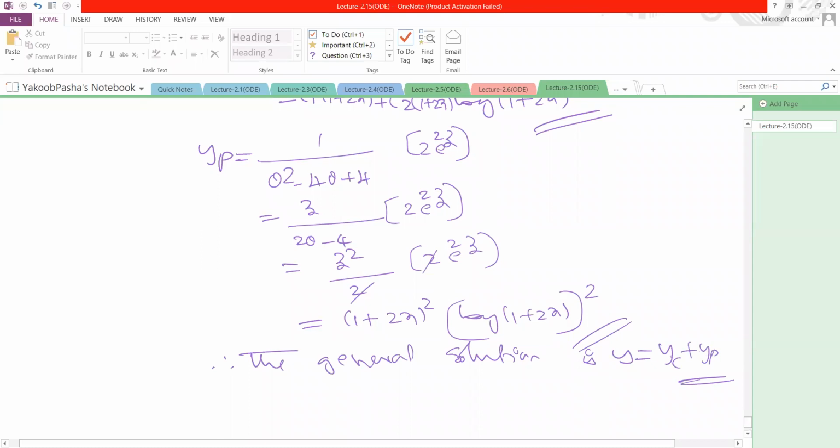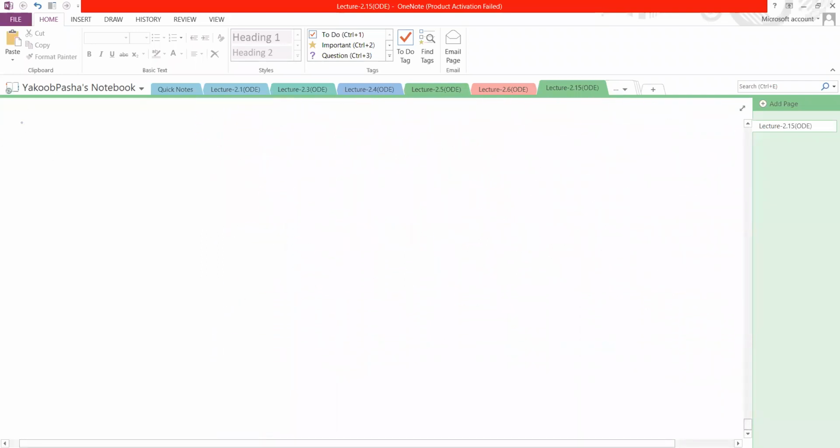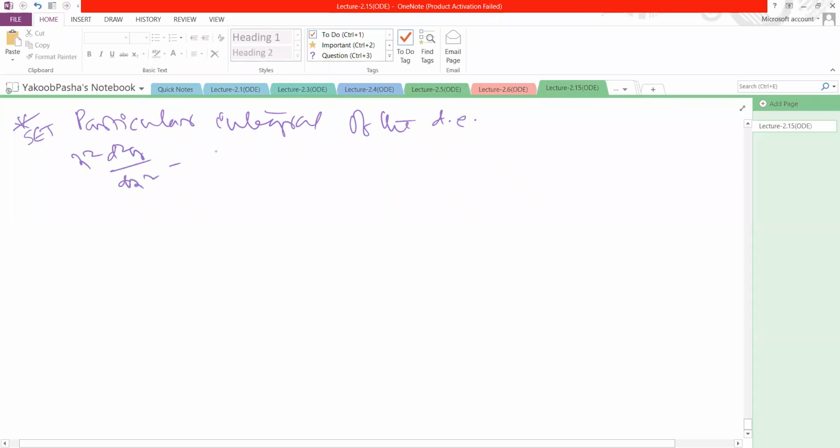Now I am taking one more problem. Find the particular integral of the differential equation x square d square y by dx square minus x dy by dx plus 2y is equal to x log x.